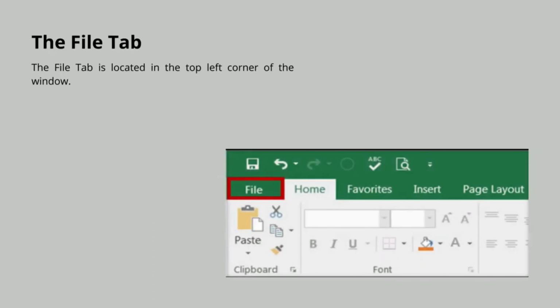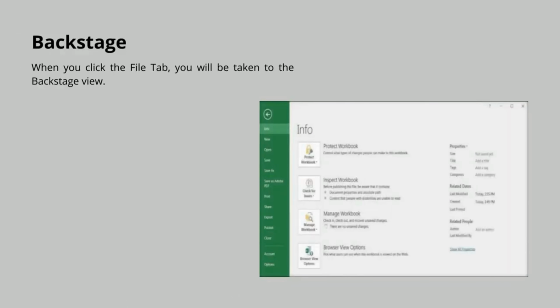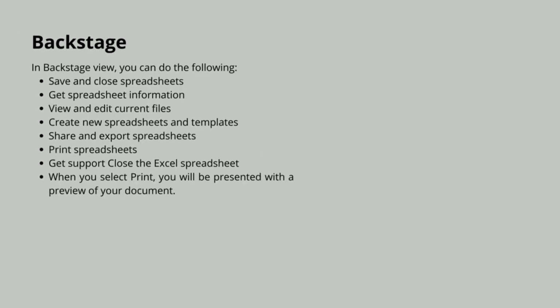The File tab. The File tab is located in the top left corner of the window. Backstage. When you click the File tab, you will be taken to the Backstage view. In Backstage view, you can do the following: save and close spreadsheets, get spreadsheet information, view and edit current files, create new spreadsheets and templates, share and export spreadsheets, print spreadsheets, get support.